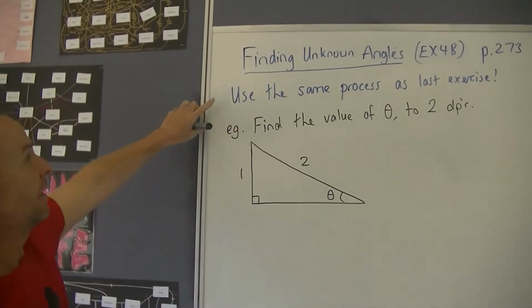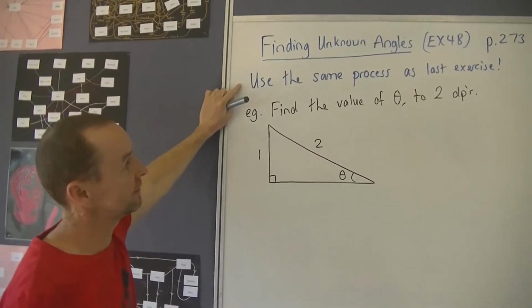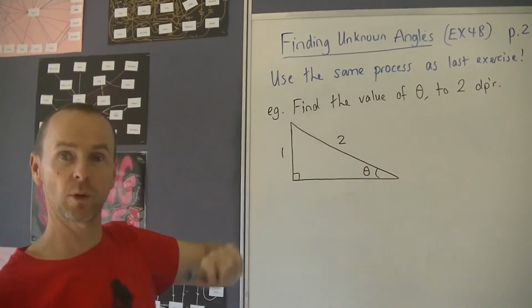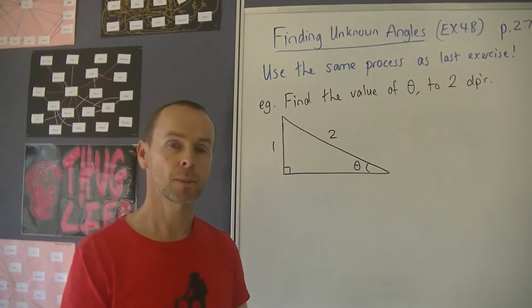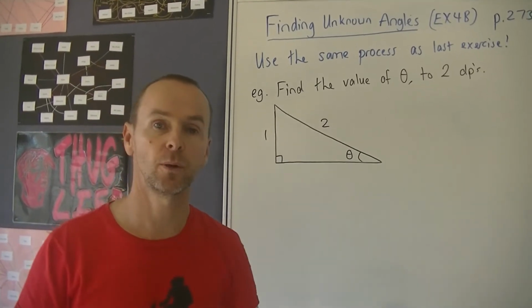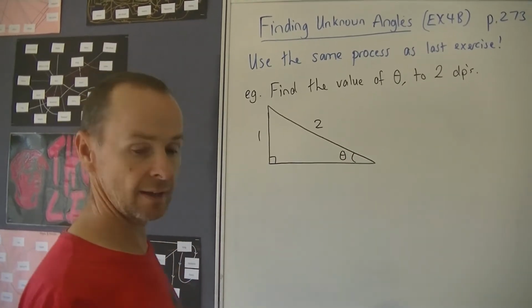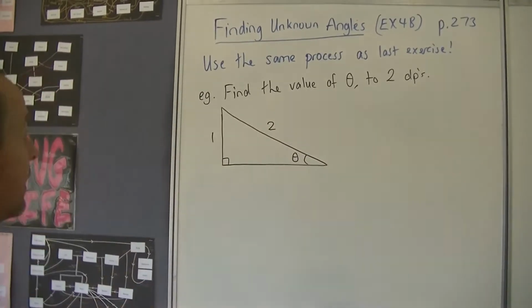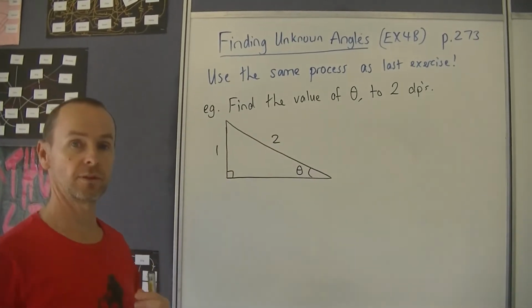The biggest thing I can say is to use the same process as last exercise. Remember what that was? Label the sides is number one. Find the rule, SOH CAH TOA, find which one we're going to use. Substitute the values in that we know, and then solve and answer the question at the end. Excellent. Okay, let's start. Find the value of theta, the angle here, to 2 decimal places.